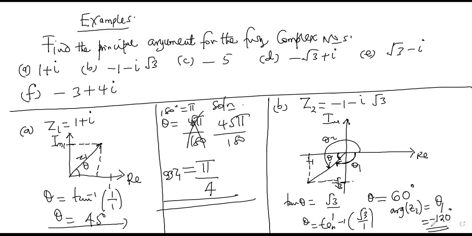Then for part C, negative 5, we have to plot negative 5. For that case, negative 120, you can put it in radians also.